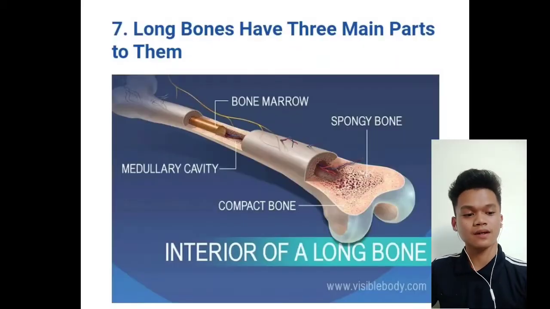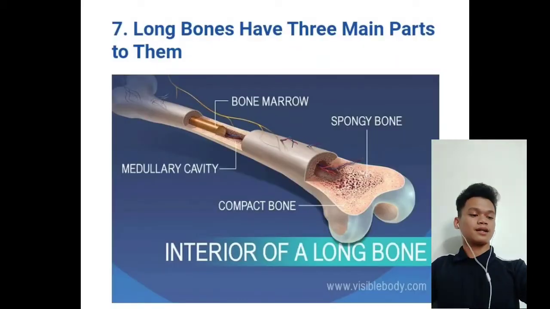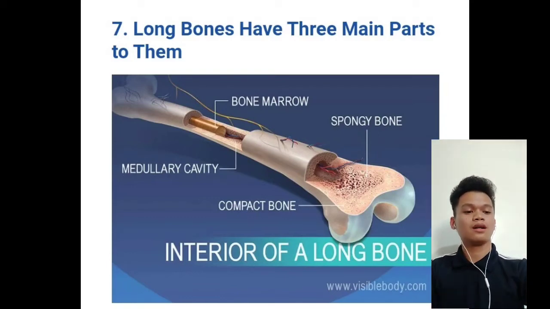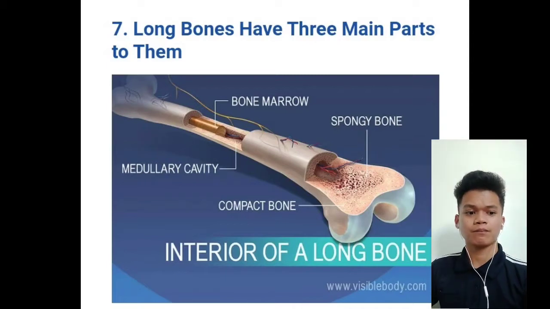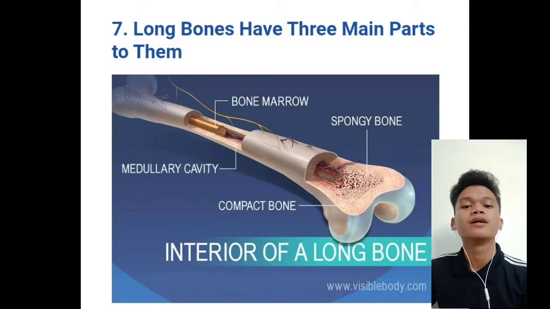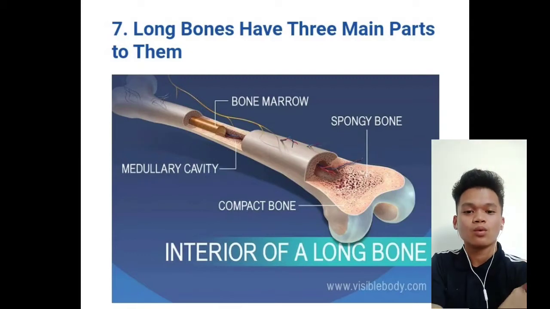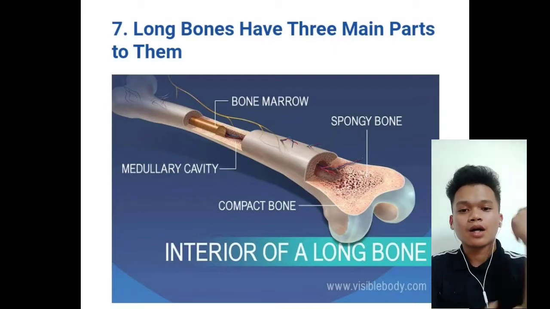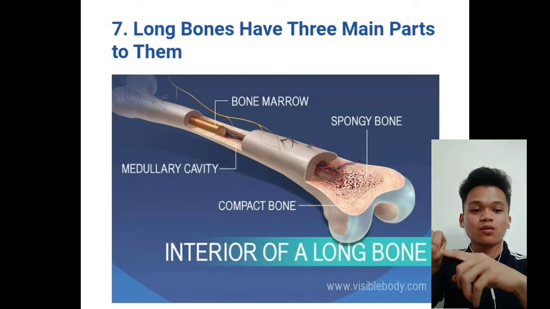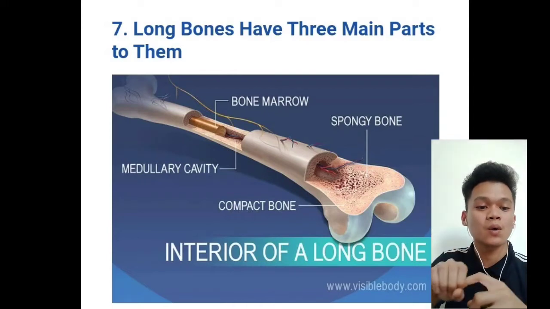Next, long bones have three main parts. Long bones, like those in our arm and our leg, are composed of three main parts. First is the bone marrow. Bone marrow is found inside of your bone, something like a soft brain-like substance inside the bone.